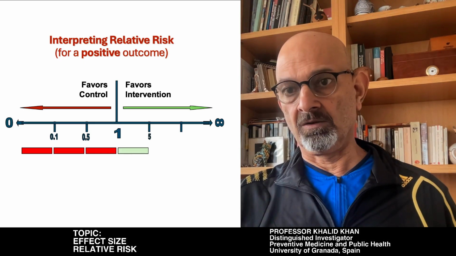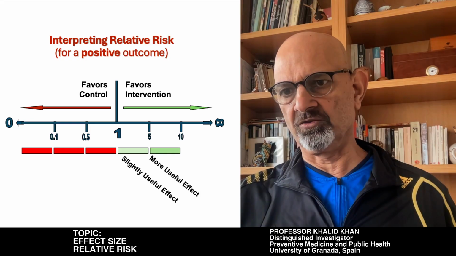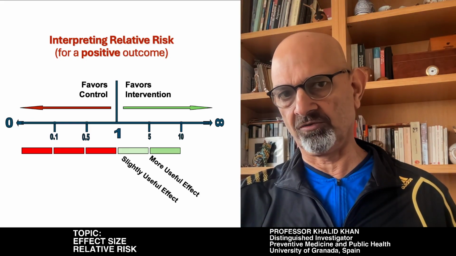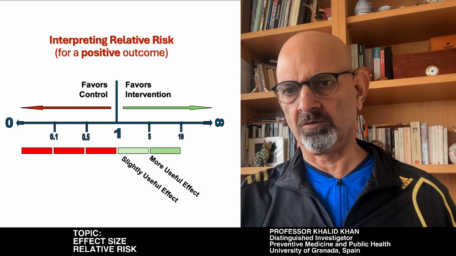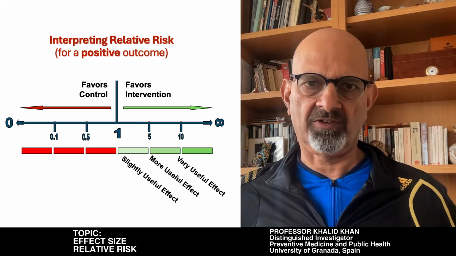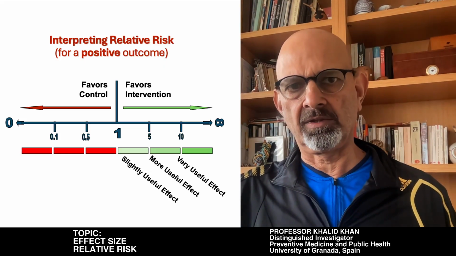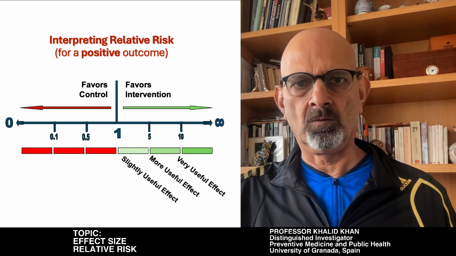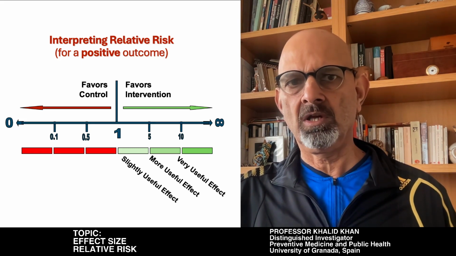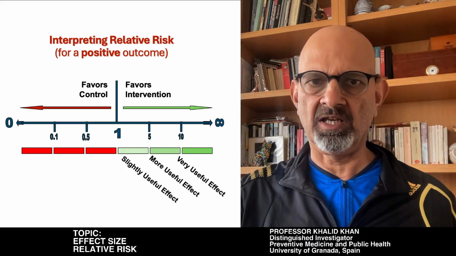And on the other side, we see that a value of 5 will indicate favoring the intervention, but values greater than 5 would be an even more useful effect compared to those less than 5, and 10 would be an extremely useful effect. So with this, we bring this video to an end and hope you have understood how the relative risk is calculated for a binary outcome and how it can be interpreted.